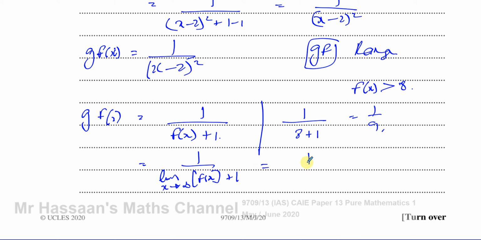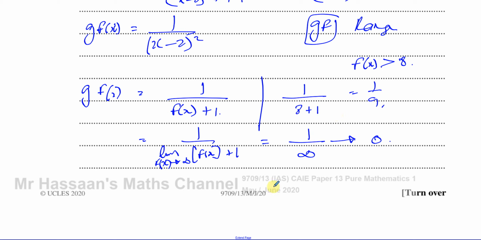So this is going to be basically 1 over something really huge. This is the limit as f of x becomes infinity, so this becomes infinity. When f of x becomes really huge, then this becomes 1 over infinity, which tends towards 0. Okay, so our limits for the range of g of f of x are between 0 and 1 over 9. So that's one way of doing it.